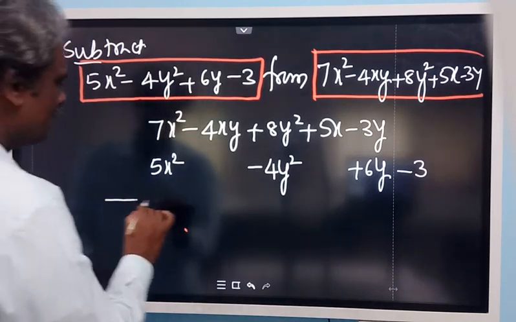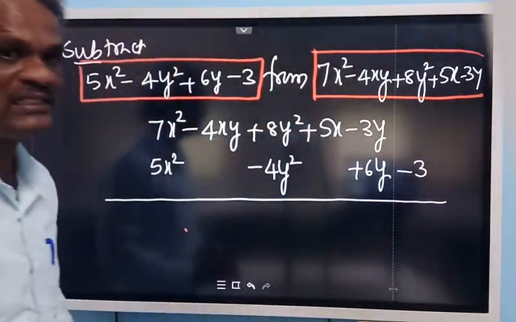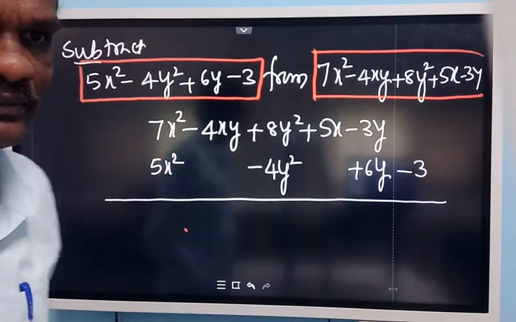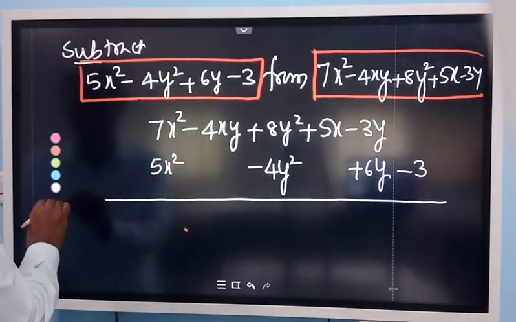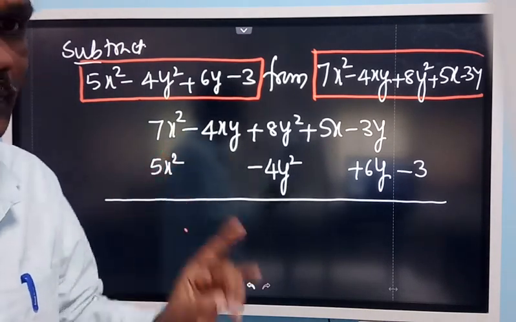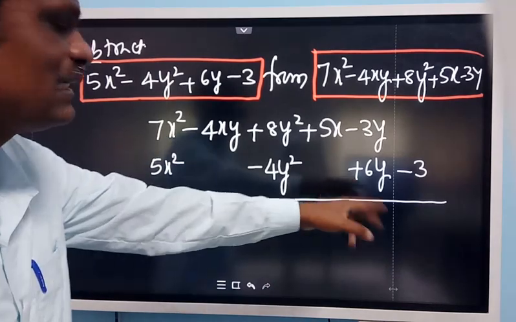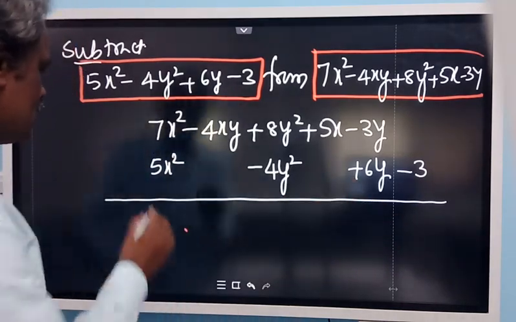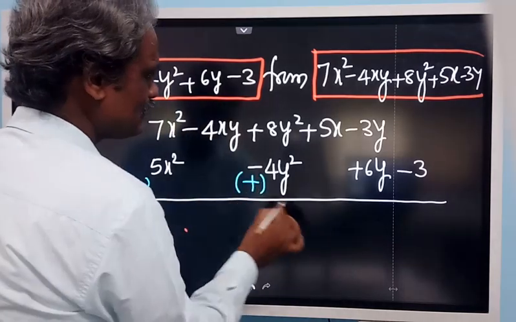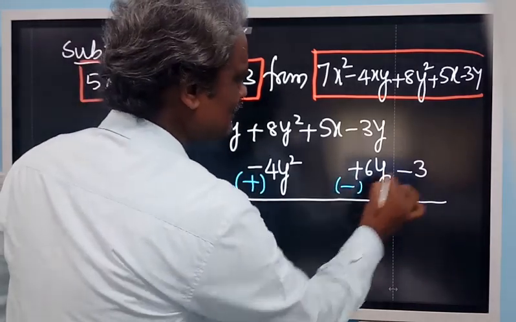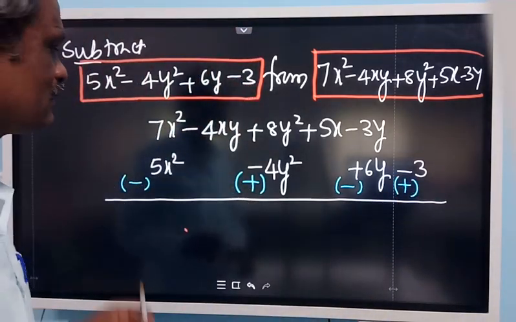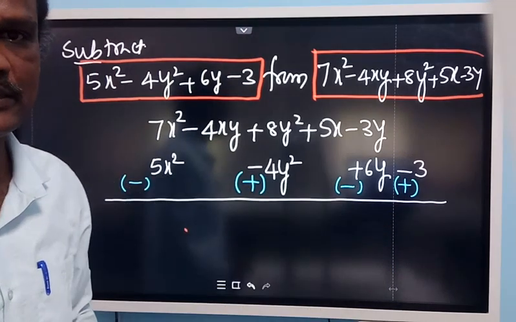So now subtraction. You know that while subtracting, the sign of the second expression we have to change. Signs of the second expression should be changed everywhere. So plus 5x square becomes minus. This minus should become plus. Then this plus will become minus, and this will become plus. So you have to change the signs of this second expression.